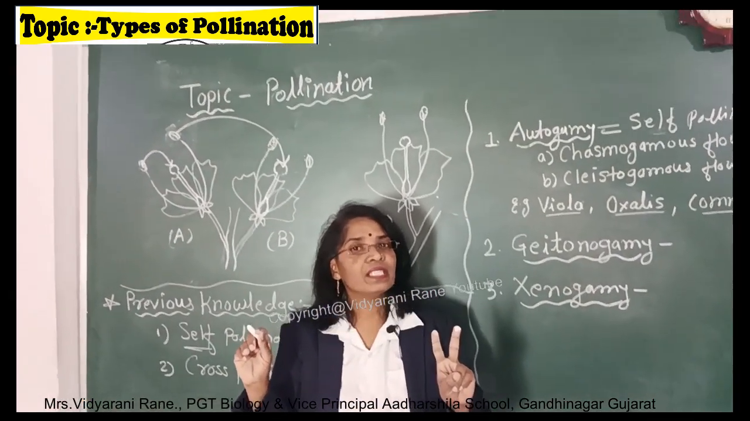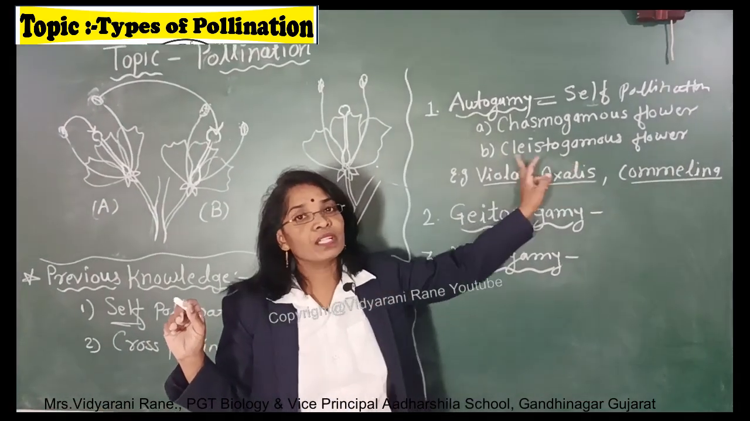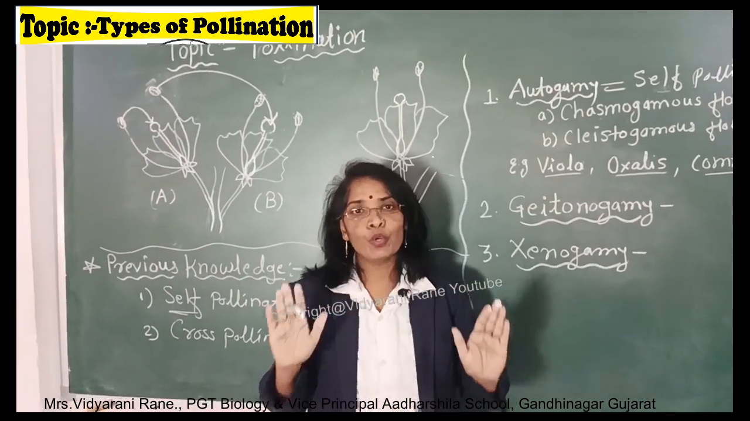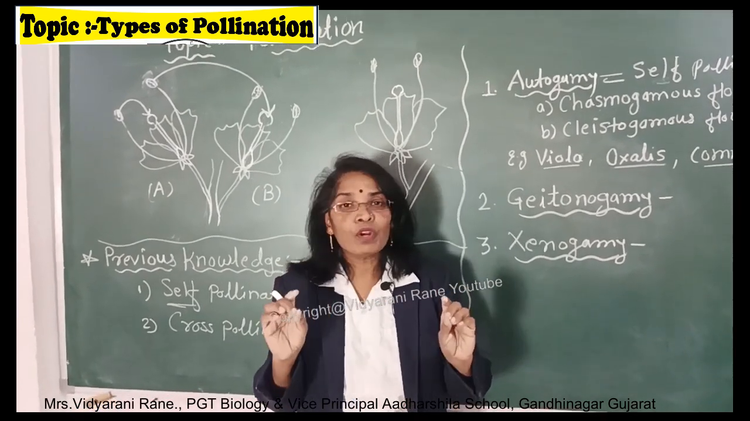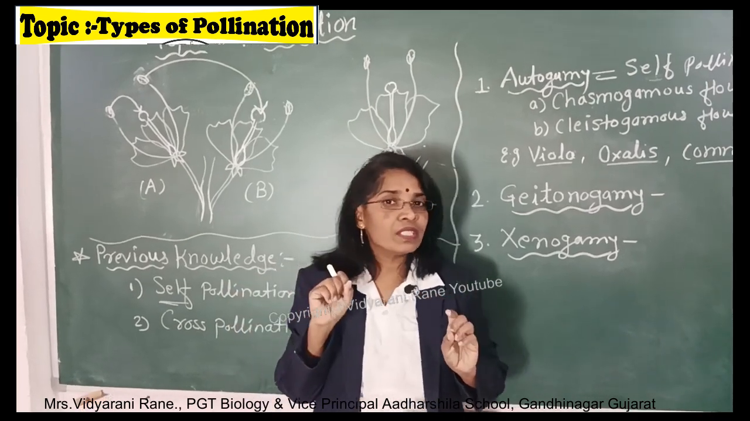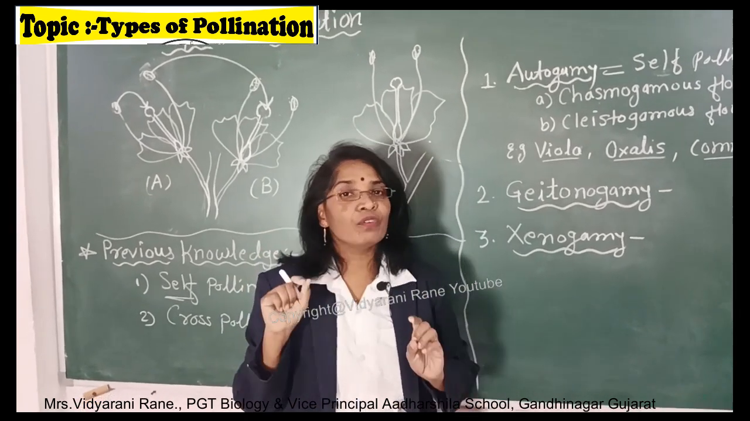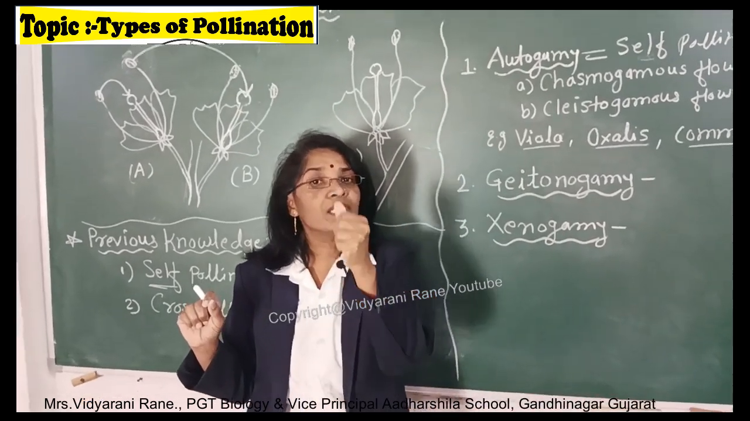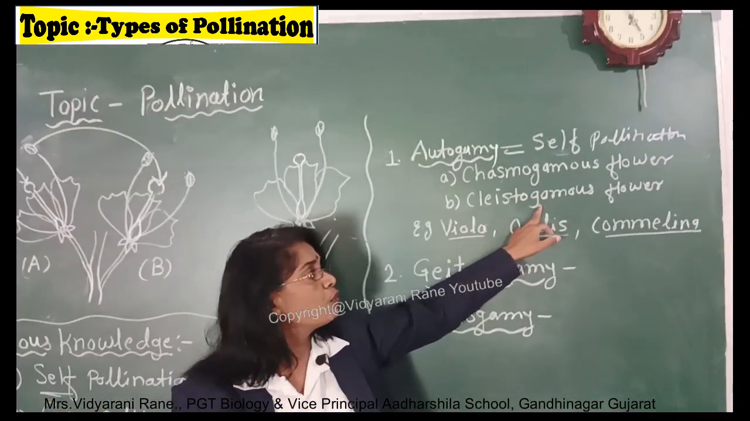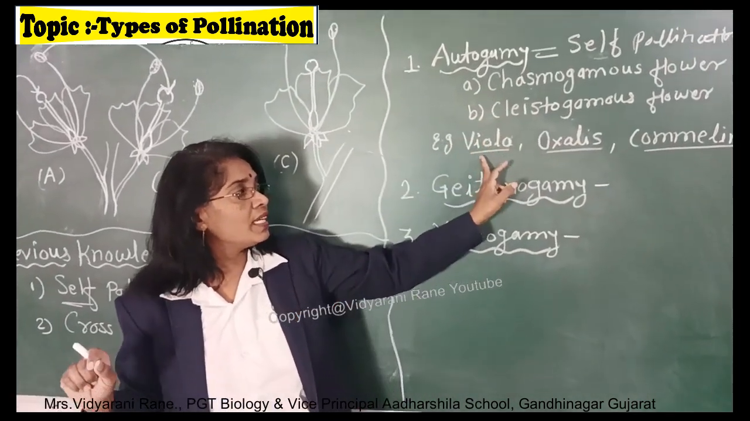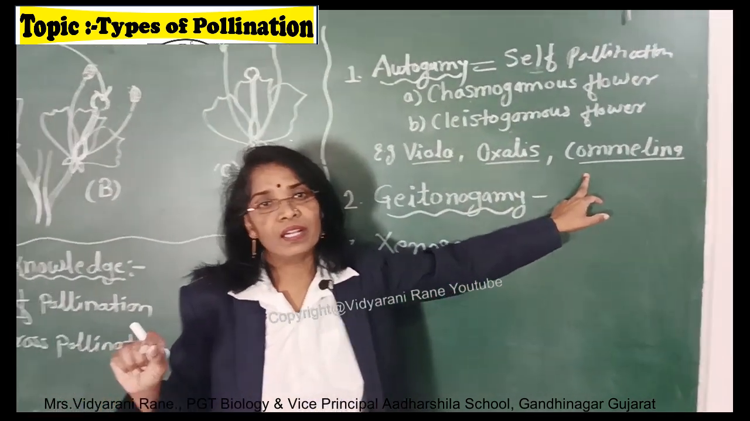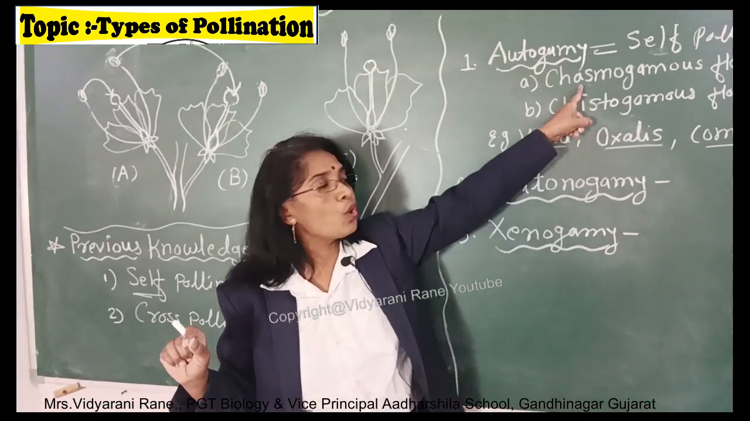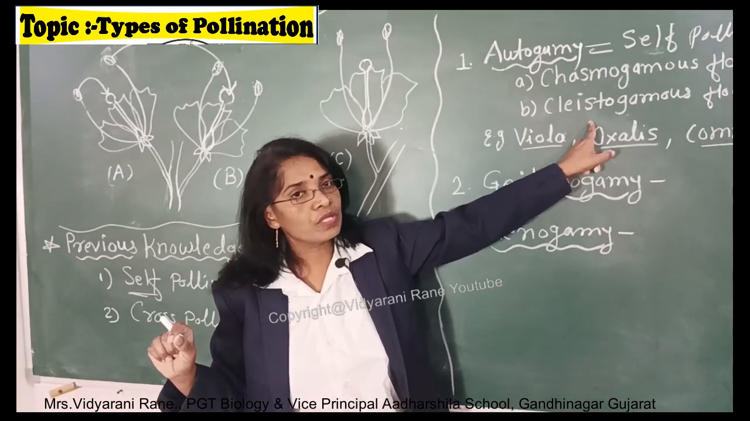The second type of flower is the cleistogamous flower. Cleisto means closed, and these flowers never open. You must not have seen these flowers somewhere; maybe you have seen the bud of a flower. Like that, there are flowers which never open. They remain in the bud condition, closed. This is called the cleistogamous flower. A few plants like Viola, Oxalis, Commelina produce these two types of flowers: one is open and the second one is closed.